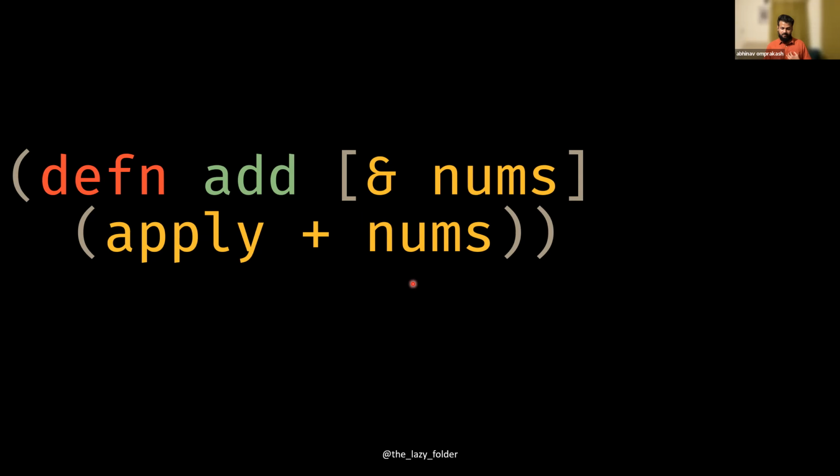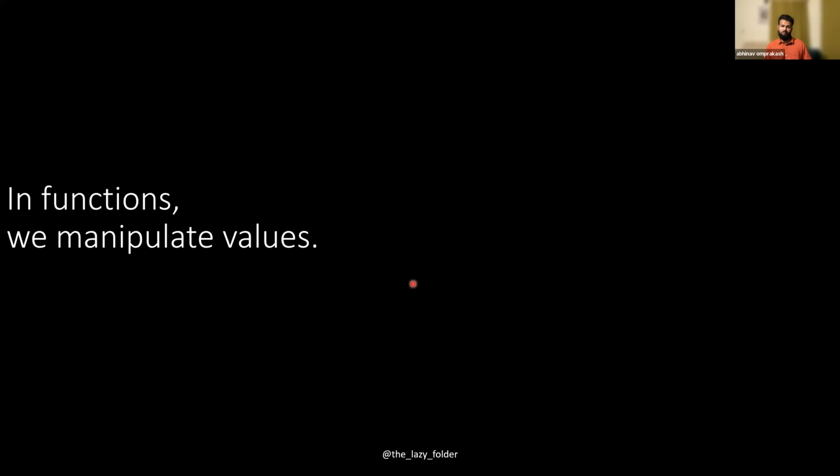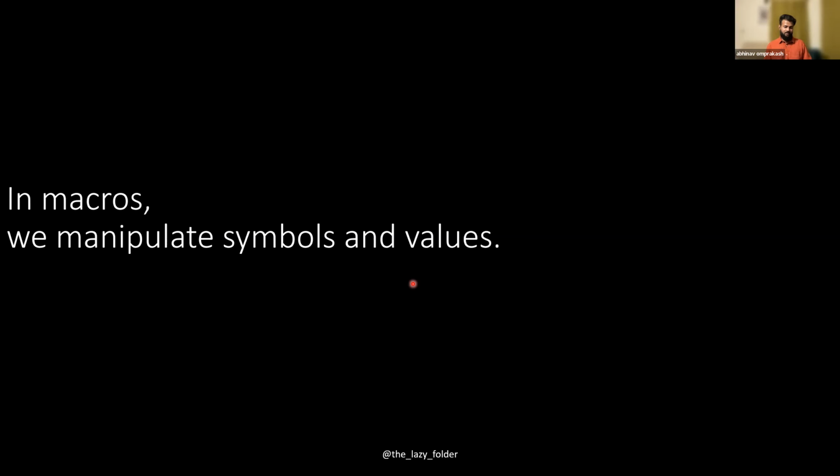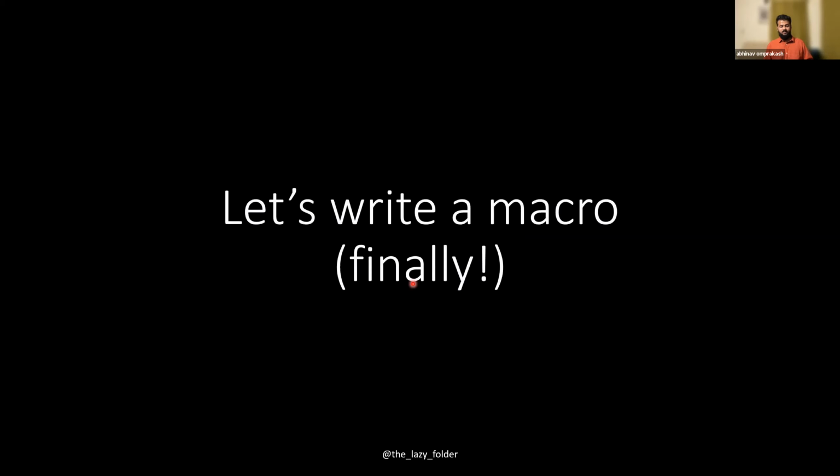And this doesn't happen in macros. So in functions, we manipulate values. But in macros, as I said, at compile time, only the predefined symbols are resolved to a value, but the user-defined ones are not. So Marco has to juggle values and symbols. So in macros, we manipulate symbols and values. That's why it gets confusing. Let's write a macro, finally.